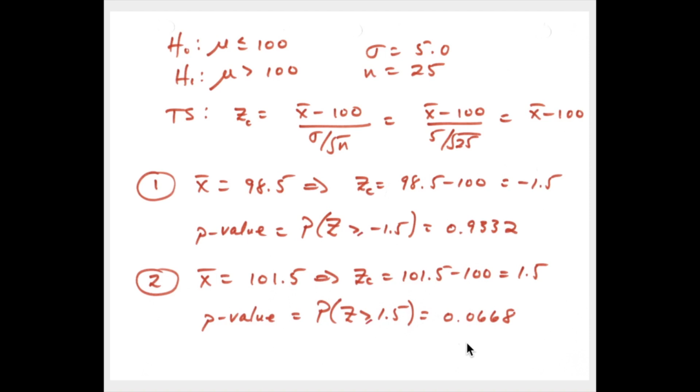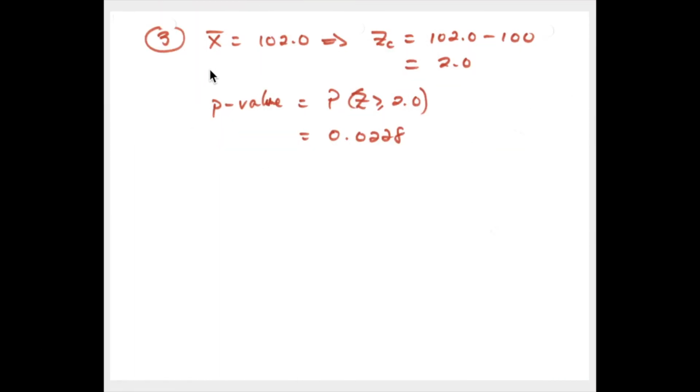But notice that for this value of x bar, the p-value is quite a bit smaller than it was when x bar was 98.5. So what we're seeing here is that increasing values of x bar are causing the p-value to drop. We're getting more and more evidence. As x bar increases, you have more evidence up against the null hypothesis.